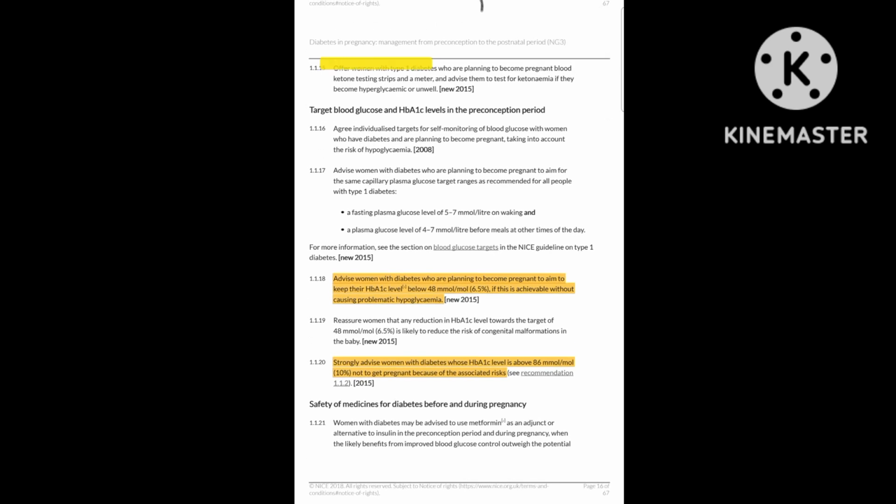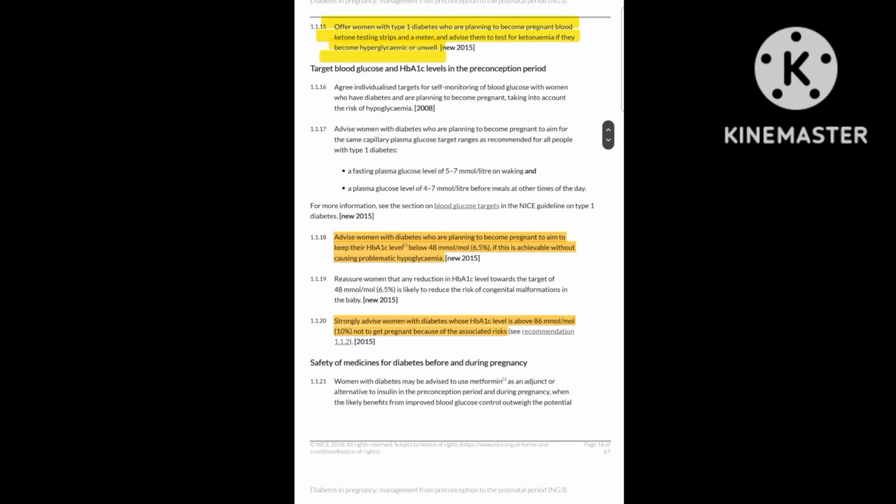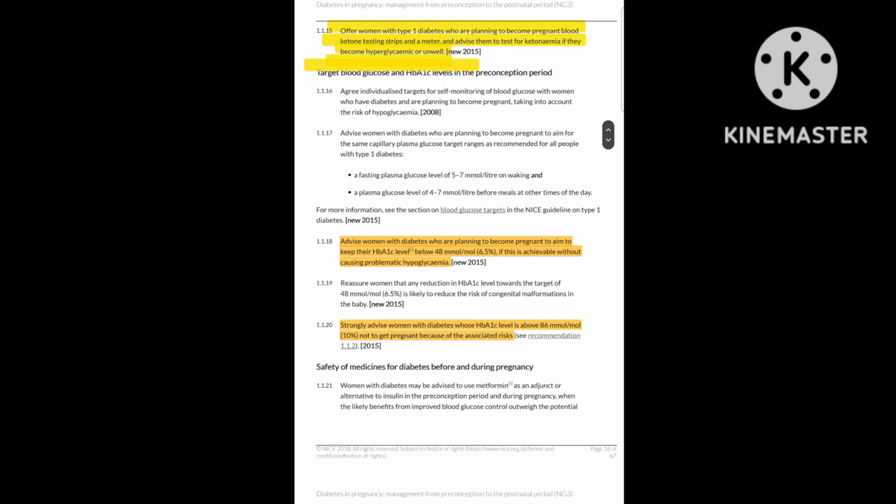Offer women with type 1 diabetes who are planning to become pregnant blood ketone testing strips and a meter, and advise them to test for ketonemia if they become hyperglycemic or unwell. Target blood glucose and HbA1c in the preconception period. Agree individualized targets for self-monitoring of blood glucose with women who have diabetes and are planning to become pregnant. Take into account the risk of hypoglycemia.